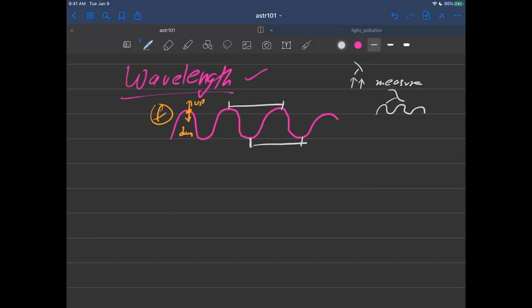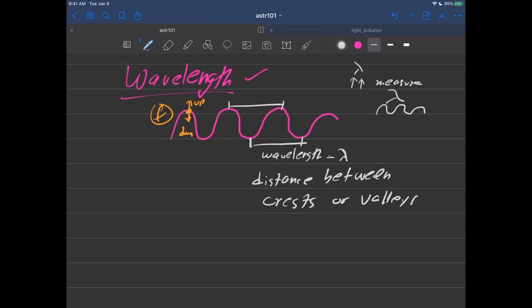But in either case, this distance between the crests or the valleys is called the wavelength, and we'll just label that lambda. That's what it is. So let me go back to the simulation. I'll show you where it comes from. But again, it's actually a distance. Distance between crests or valleys.